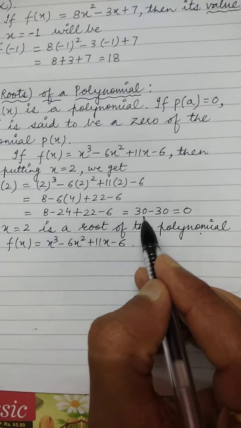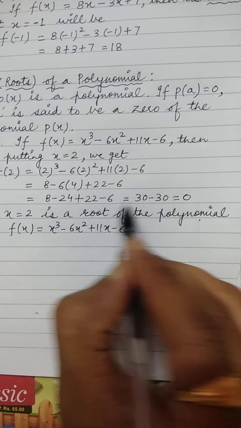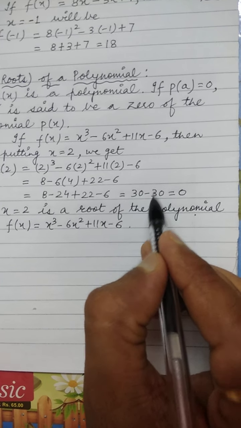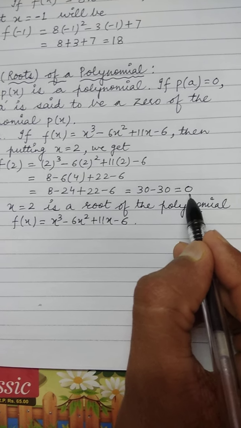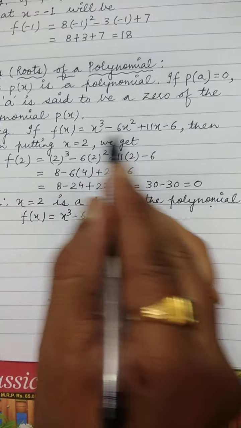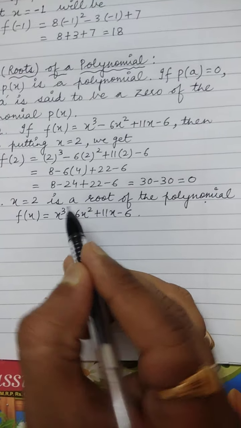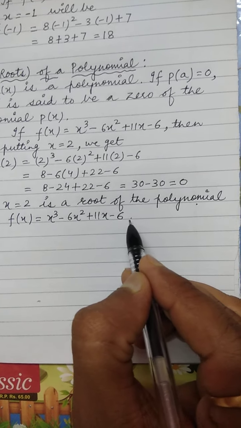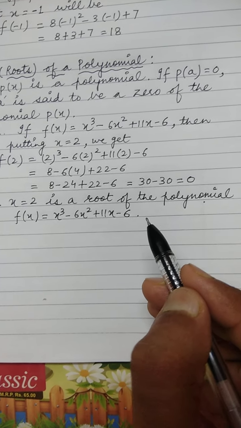That is 8 plus 22 is 30 and minus 24 minus of 6 is minus 30. That is 30 minus 30 is 0. So we are obtaining 0 on substituting x equal to 2 in the given polynomial. Therefore, x equal to 2 is a root of the polynomial. Okay, now we shall do our exercise NCERT 2.1.